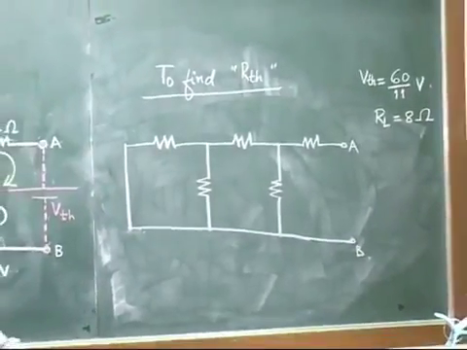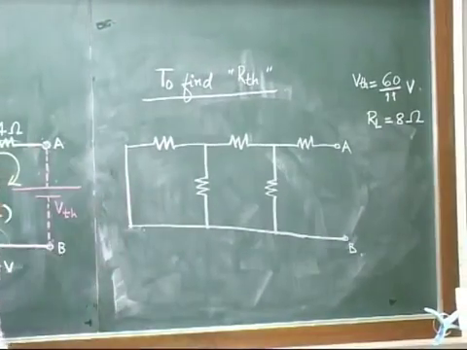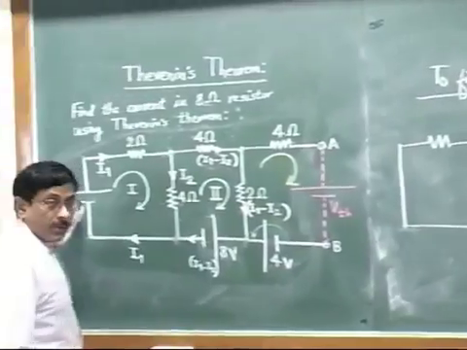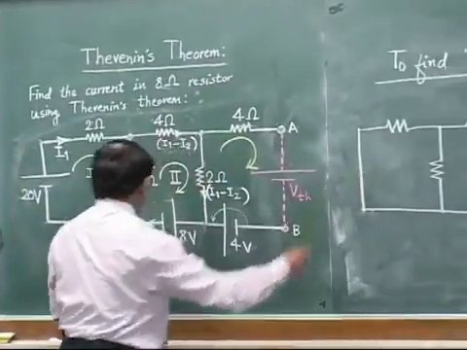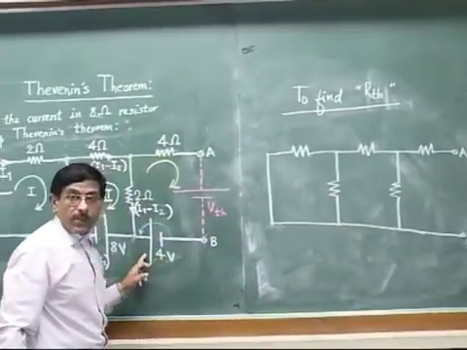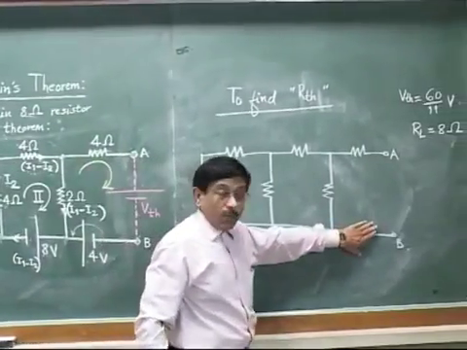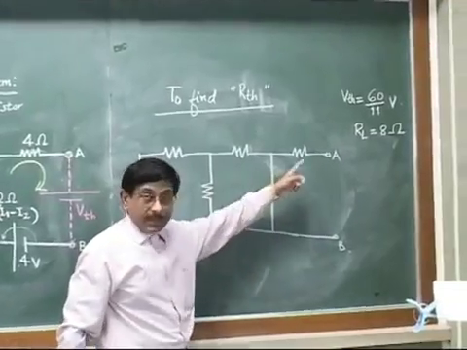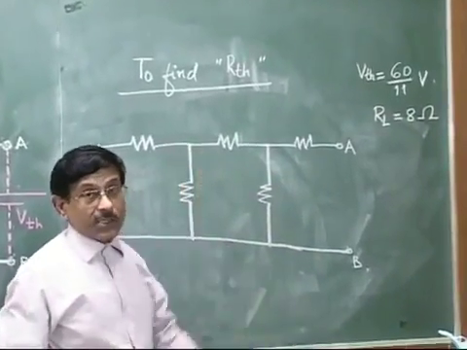Point A and B. Now where have these voltage sources gone? There was a 20 volt voltage source connected here. There was an 8 volt voltage source at this place. There was a 4 volt source at this place. But why have we not shown them in our circuit at the fourth step?